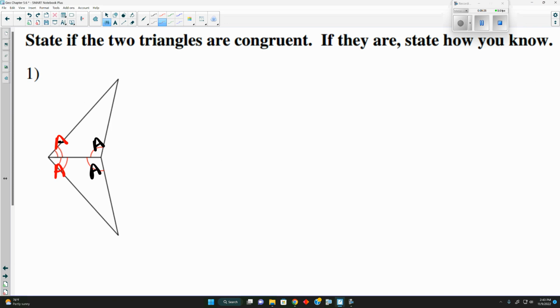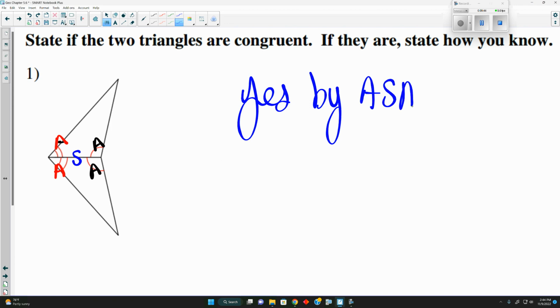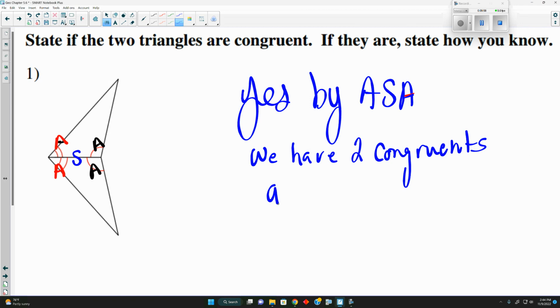Do we have anything else that's congruent? The side that they share, yes? Do we have two congruent angles with the side in the middle? Yes. So we can say, yes, they are congruent by angle, side, angle. How do we know they're congruent? We have two congruent angles and a set of congruent sides in the middle.